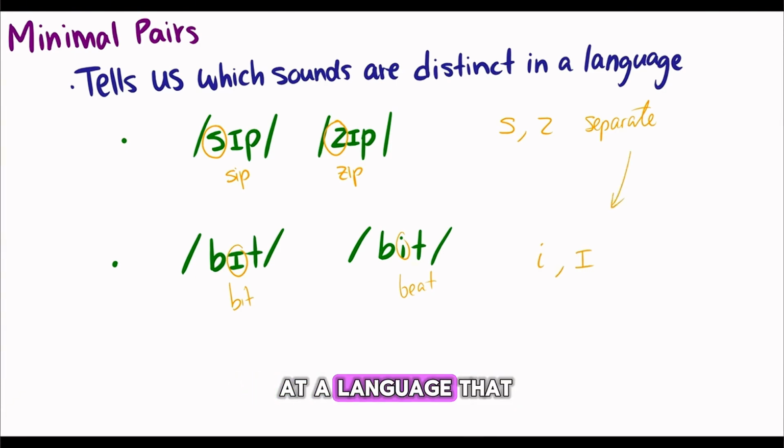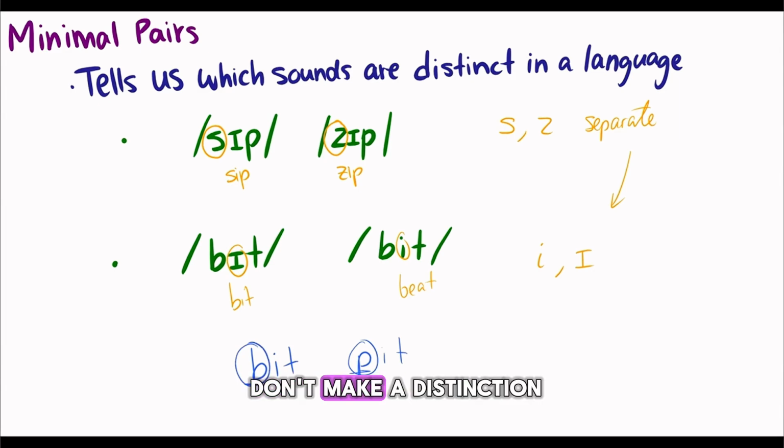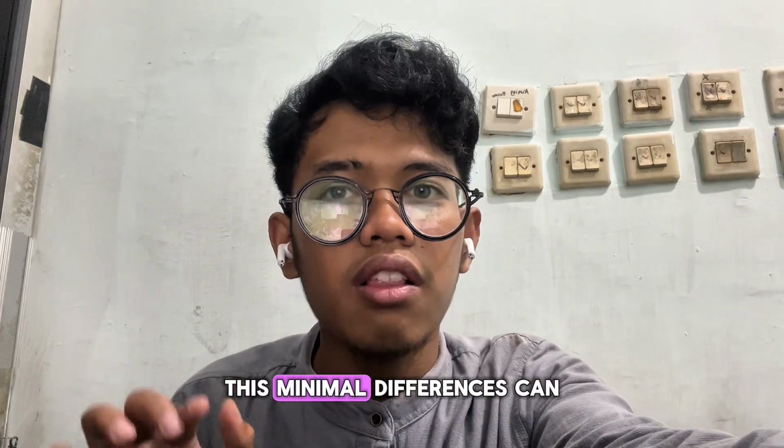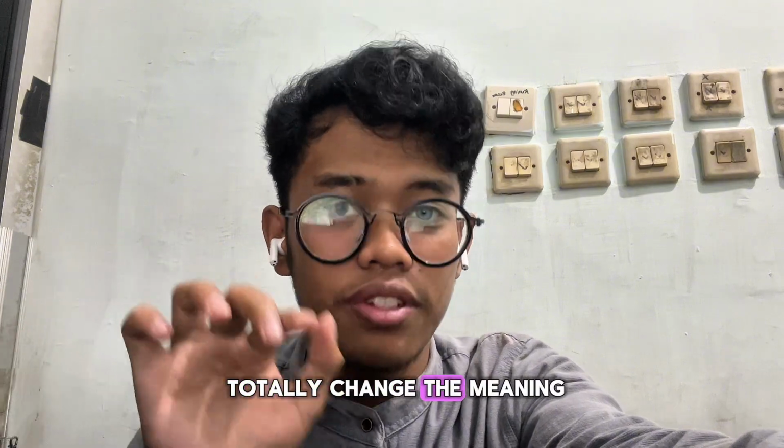So when you're looking at a language that you've never seen before, and you see a transcription, like maybe you see this beat, and then you see peat, and they both mean the same thing in another language, this B and this P, this means that they don't make a distinction between these sounds. That's what it means. So we make a distinction between S and Z, we make a distinction between I and E, but another language might not. So that's what minimal pairs tell us. These minimal differences can totally change the meaning.